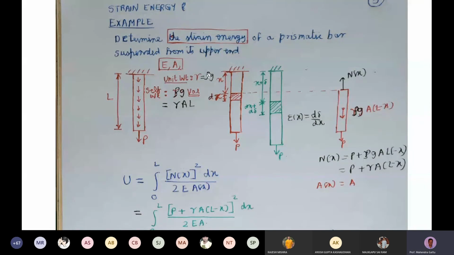So what is the weight of this bar? It is density times volume. That will give the mass, and you multiply with g, you will get the weight. So rho times volume is the mass, and g is the acceleration due to gravity. So rho g we denote by gamma, and that is the unit weight, and volume is AL. A is the area and L is the length of the bar. So you can write the force due to the gravitational pull with this expression, gamma times volume.